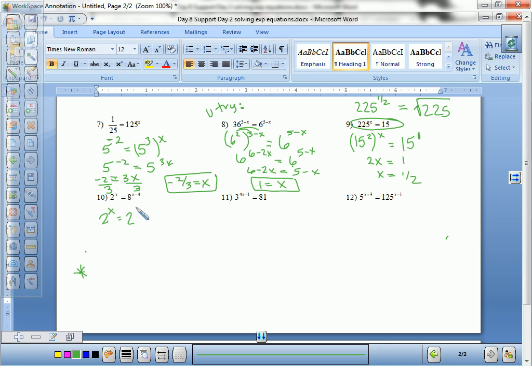Alright, so we rewrite 8 as 2 to the 3rd. And so we get x equals 3x minus 12. So we're going to have to move the variable over here. So x equals negative 6. How is number 10? Good.